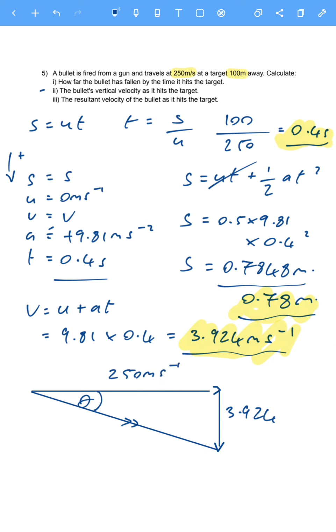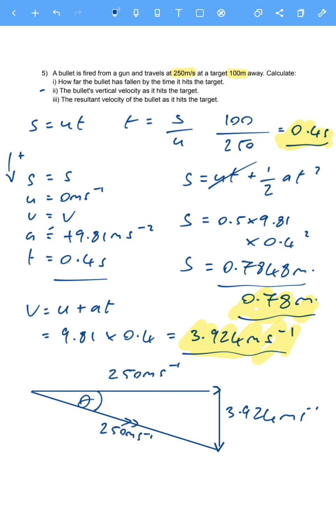So first of all, you can use Pythagoras to find the numerical value of the velocity. So that'd be 250 squared plus the 3.924 squared, and then square root it. So that's just some Pythagoras. And it actually comes out at 250.03. So not much change. So numerically, there's not much difference. So it's 250, the vector, essentially.